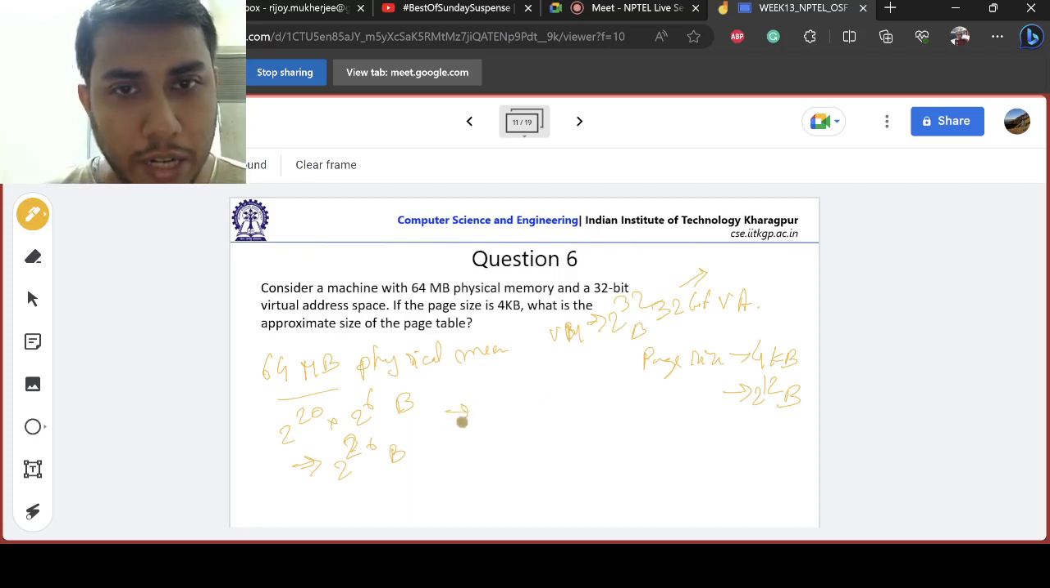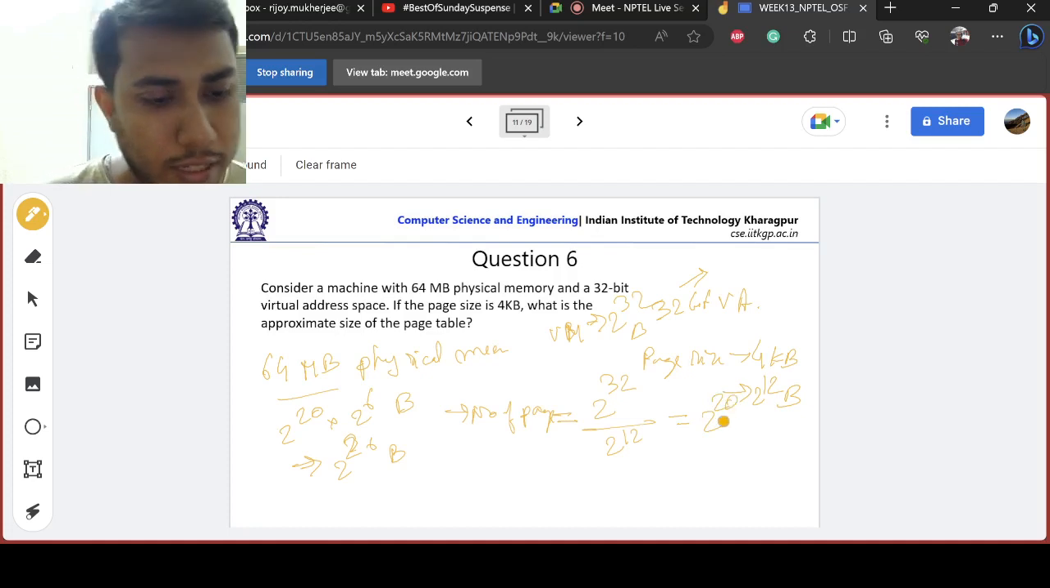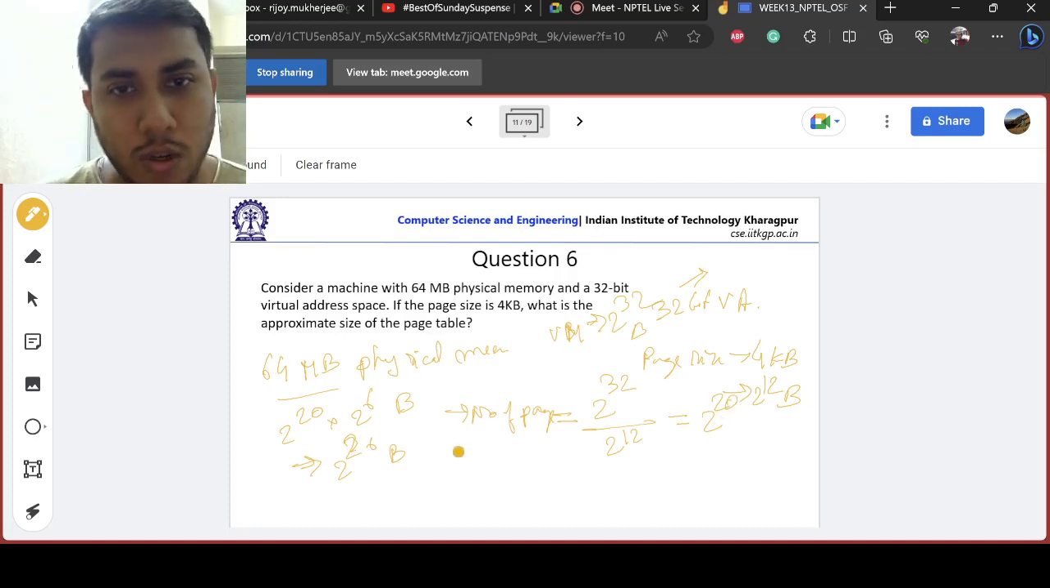So first we need to calculate the number of pages. The number of pages comes from virtual memory. So 2 to the power of 32 divided by 2 to the power of 12, that is the size of each page. So that is 2 to the power of 20. That is the total number of pages. Now the total number of frames.